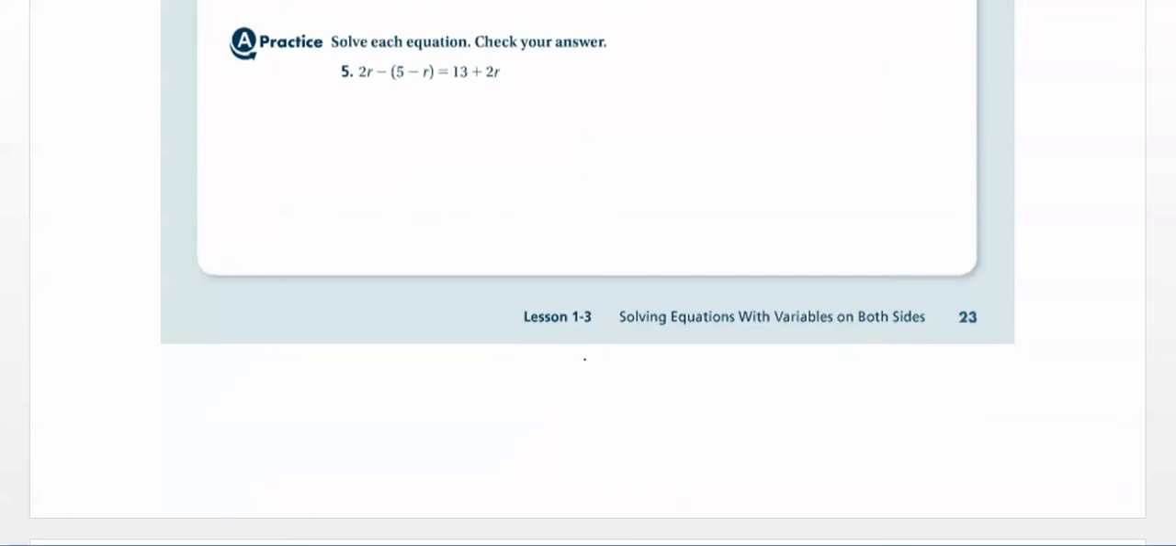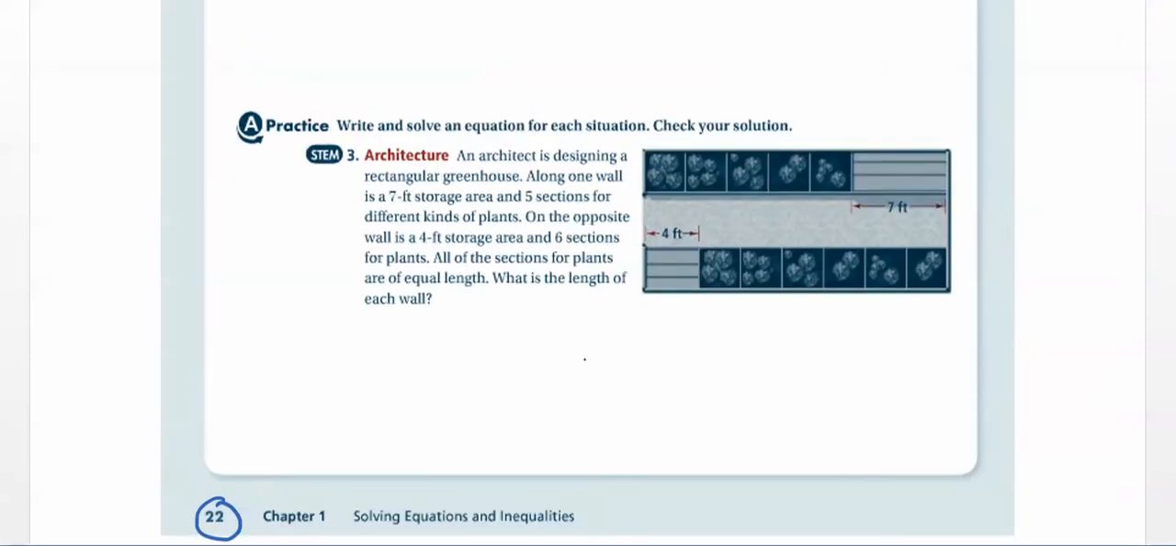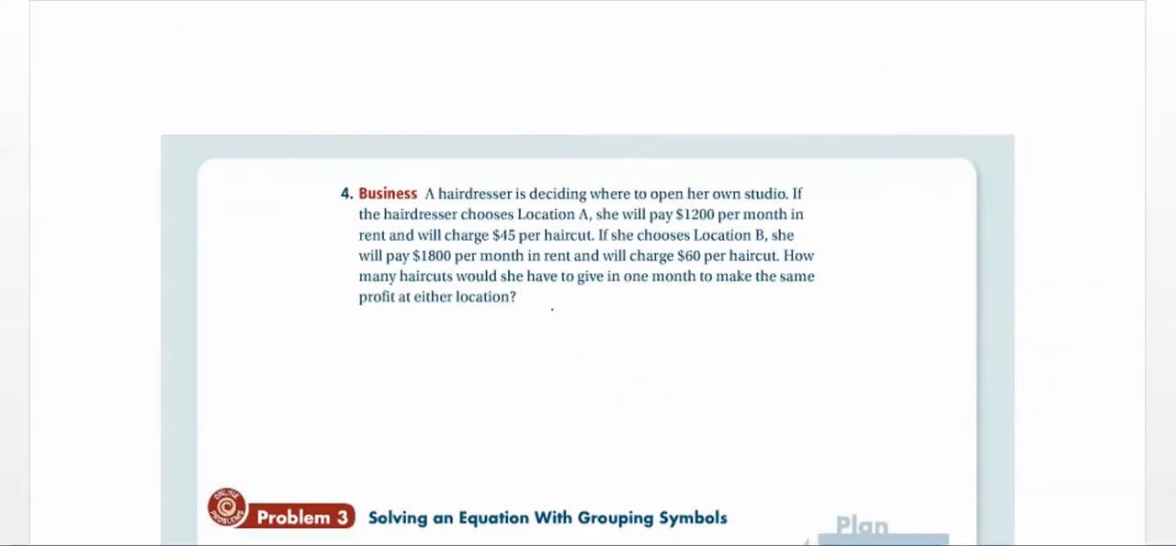Alright, let's look at the next page, page 23. And let's do more of a word problem. We're going to look at number 4. A hairdresser is deciding where to open her studio.